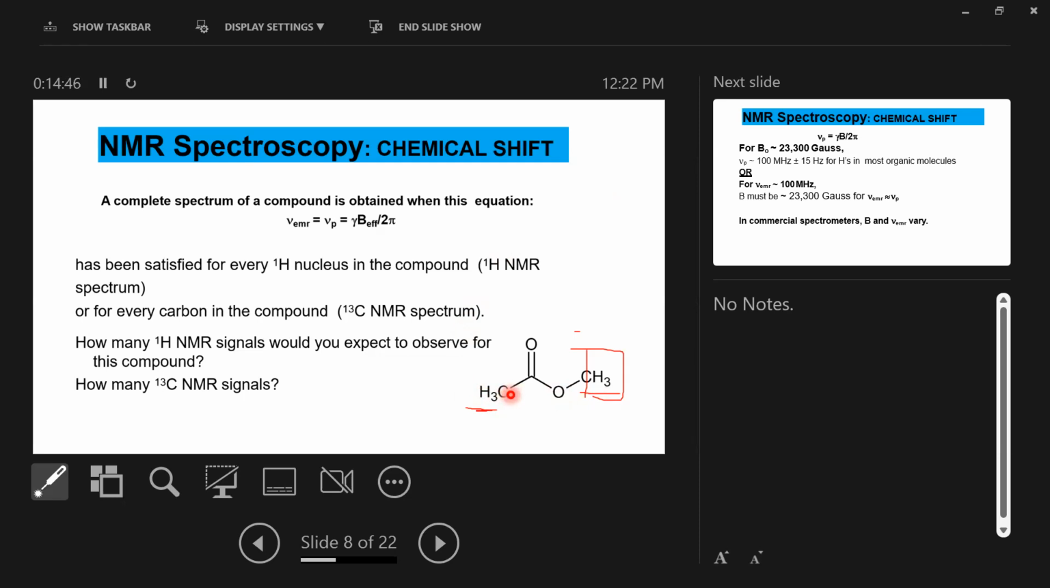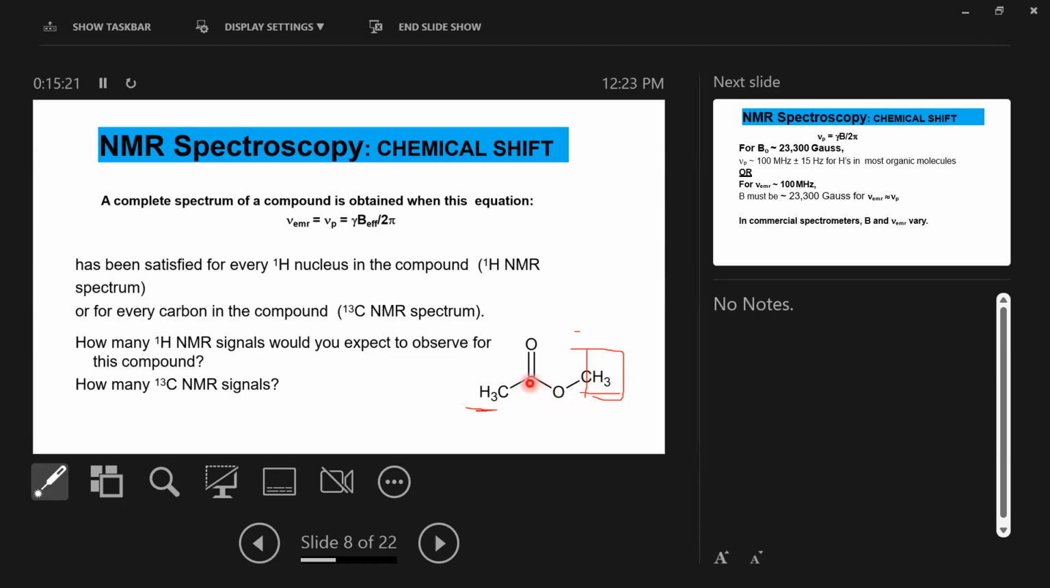One is alpha to a carbonyl, right? Please use those words. Alpha to a carbonyl, it's more de-shielded. Don't just say next to. You can use next to, or say it's attached to an oxygen. This carbon is attached to an oxygen. So you'd expect it to be a different chemical shift, right?